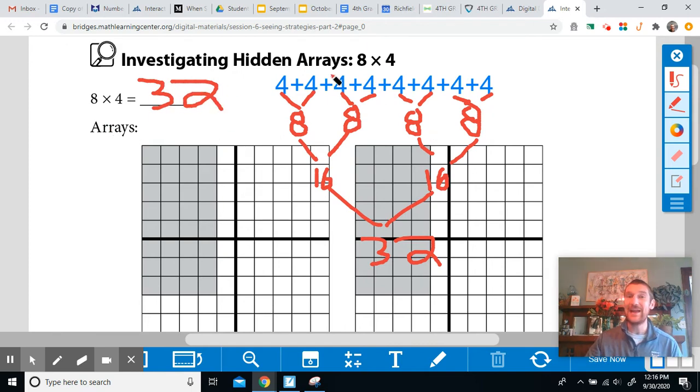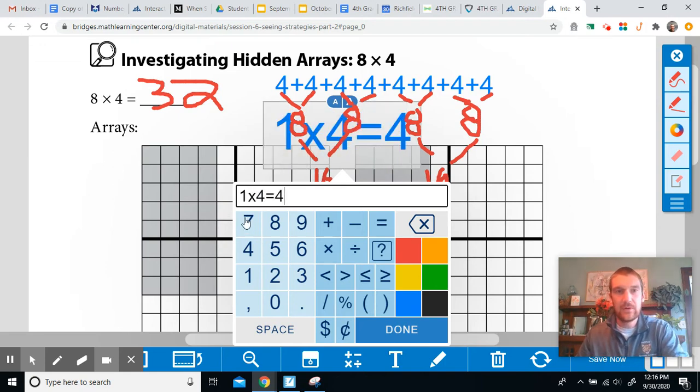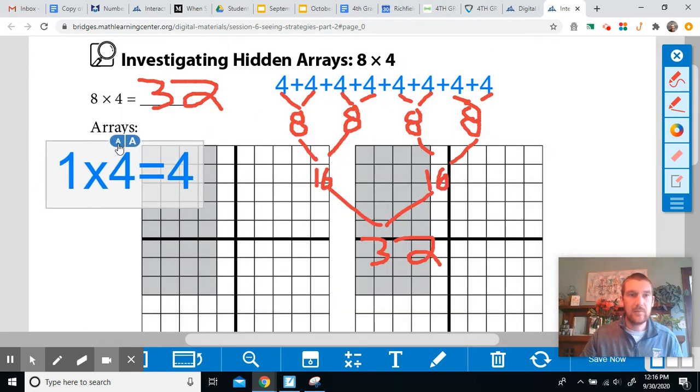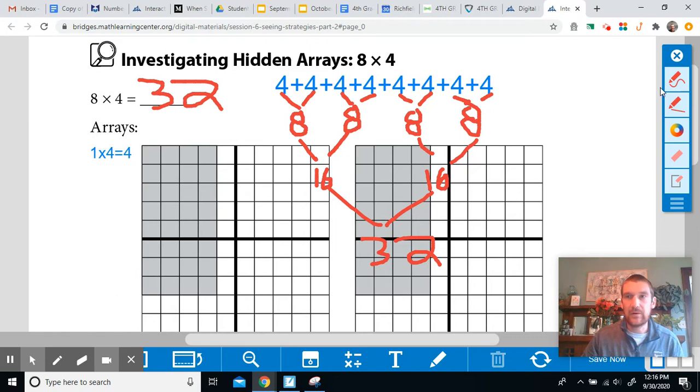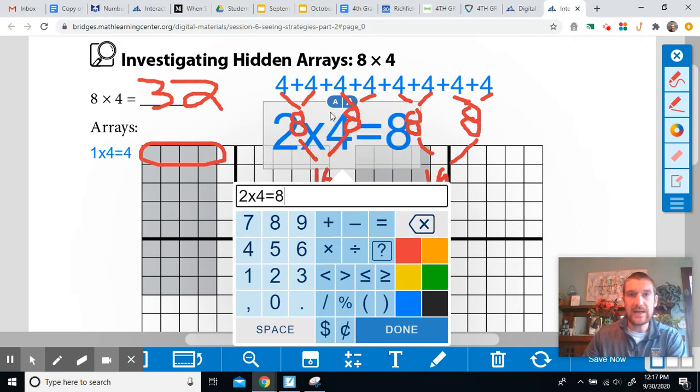So when you're multiplying by 8s, you can double the number, double it again, and double it again to find the total. So here's how it would look looking at an array. We'd start with just one group of 4, and that equals 4. So that's this right here, one group of 4. And then you would double that and take up twice as much space. So that would be 2 groups of 4, which would equal 8.